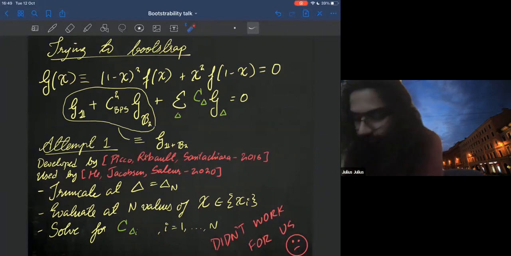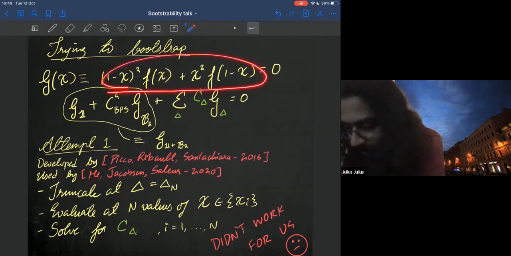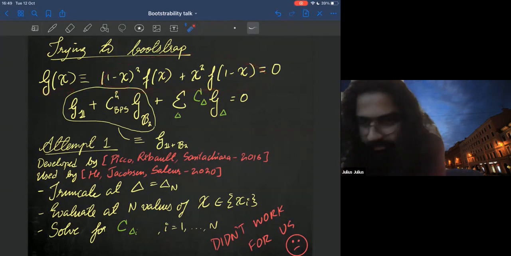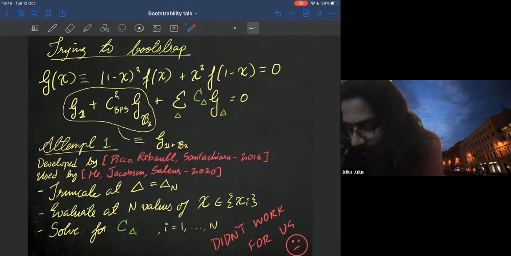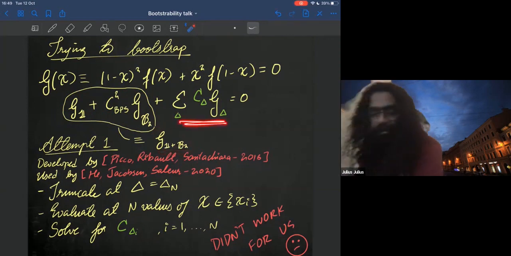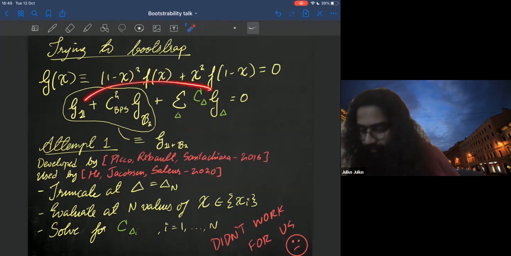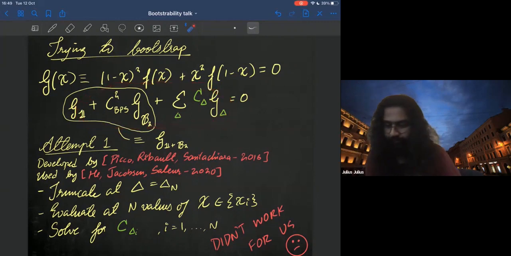So here, to make the notation simpler later, we just rewrite the crossing equation. I just write it as some function g of chi. And I want to divide that into a known and an unknown part. Of course, the identity and the BPS B2 behavior is known. So I just want to use this shorthand notation G1 plus B2 for the known part. And this is the unknown part. So this basically is our crossing equation.